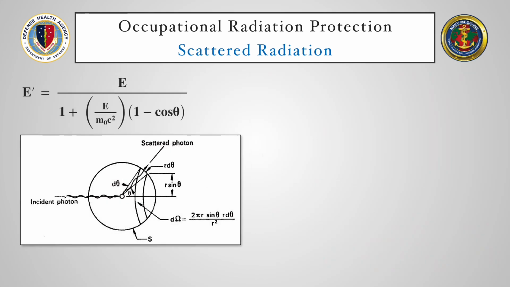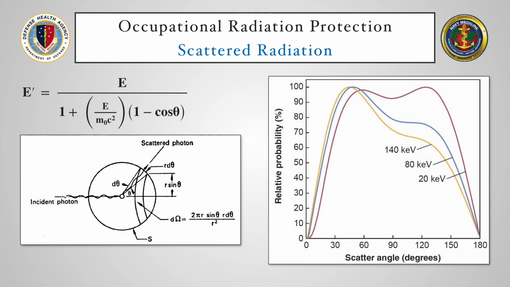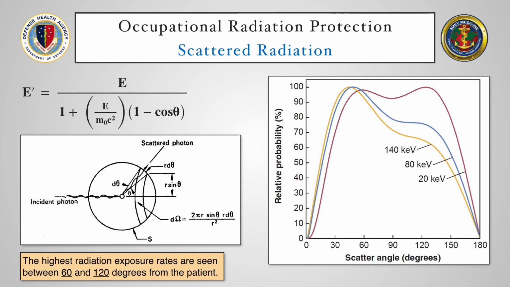The equation on the screen is used to calculate the energy of scattered photons as a result of photoelectric effect or Compton scattering. Note that theta, the scattering angle, will vary from 0 to 180 degrees. X-rays interact with tissue primarily through Compton scattering, releasing an orbital electron and deflecting the X-rays in the process. The graph on the screen depicts the distribution of scattered photons as a result of interaction with matter. The highest radiation exposure rates are seen from 60 to 120 degrees from the patient.